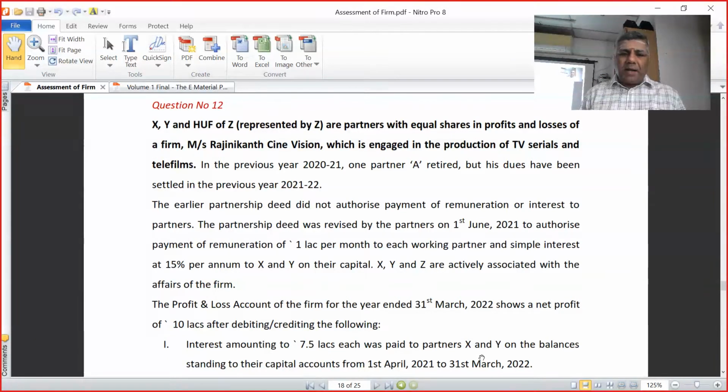The earlier partnership deed did not authorize payment of remuneration or interest to partners. The partnership deed was revised from 1st June 2021 to authorize remuneration of 1 lakh to each working partner and simple interest of 15,000 to X and Y on their capital. X, Y, Z are partners who are working partners.